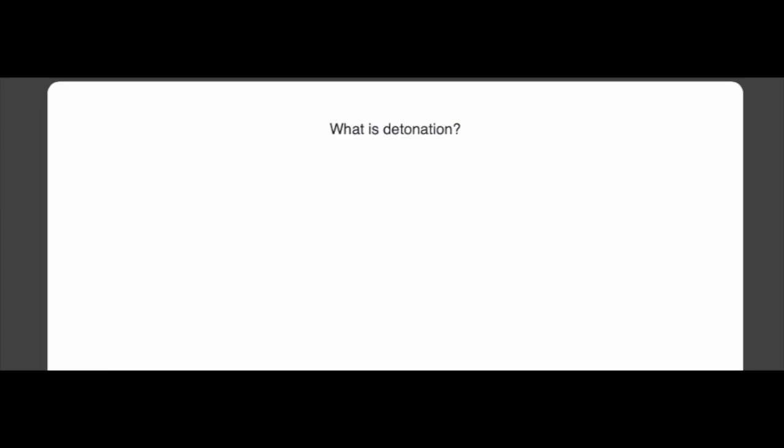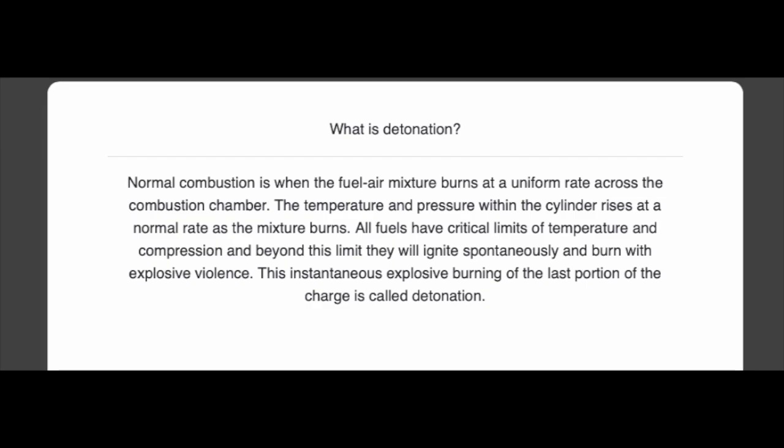What is detonation? Normal combustion is when fuel-air mixture burns at a uniform rate across the combustion chamber. The temperature and pressure within the cylinders rises at a normal rate as the mixture burns. All fuels have critical limits of temperature and compression, and beyond the limit, they will ignite spontaneously and burn with explosive violence. This instantaneous explosive burning of the last portion of the charge is called detonation.